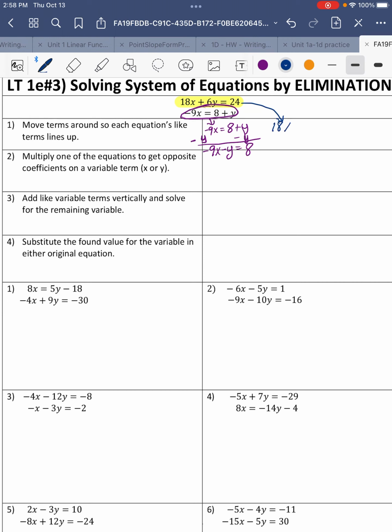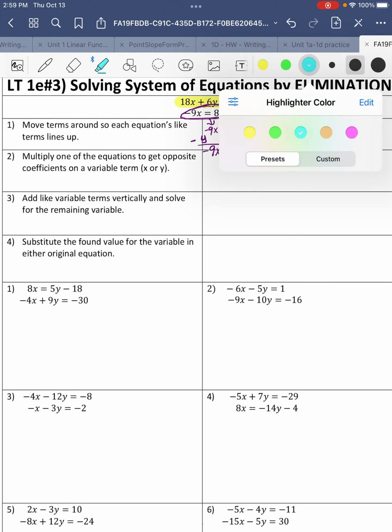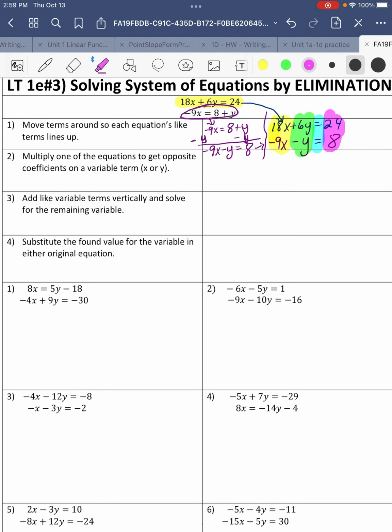I'm going to take the top equation and write it: 18x plus 6y equals 24. I'm going to take the bottom equation that I just moved the term around and write this right below. And you see now our x terms are lined up vertically, our y terms are lined up vertically, our equals are lined up vertically, and our constants are all lined up vertically. That's your first thing. It has to happen for elimination.